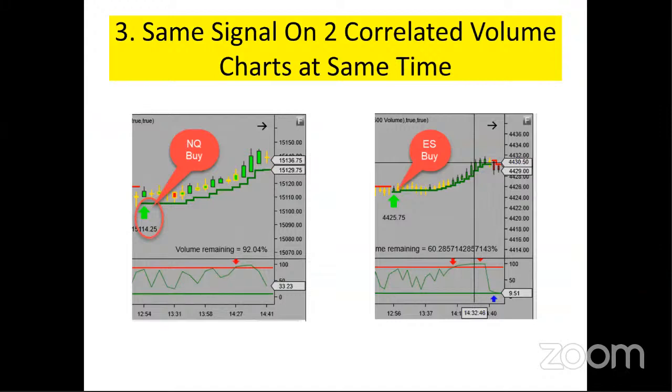Two different correlated volume charts. Now, NASDAQ and E-mini are very correlated. There are other markets that you can find correlation in. For example, the Australian dollar and New Zealand dollar are extremely well correlated. So lots of different correlations in the market.